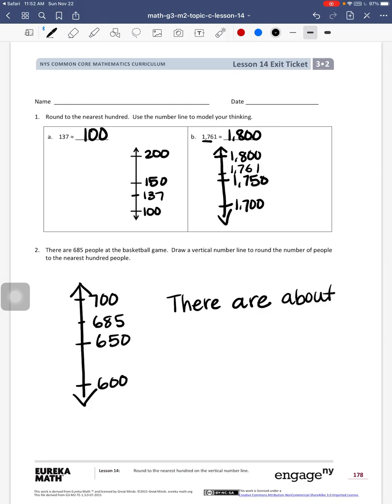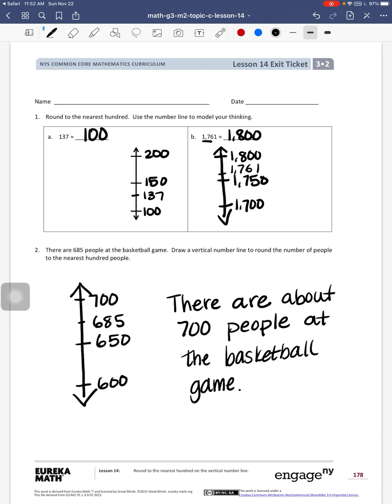So there are about, because it's not exact, 700 people at the basketball game. How'd you do?